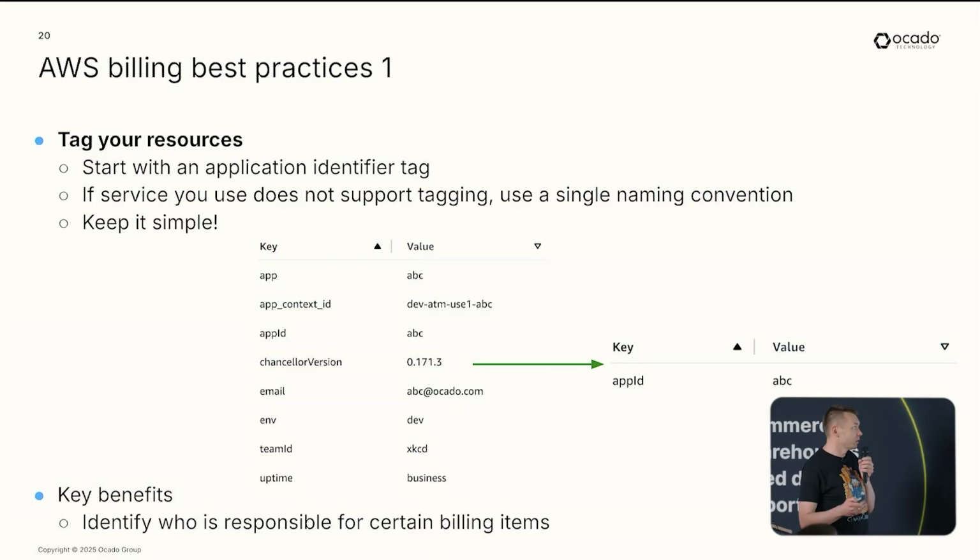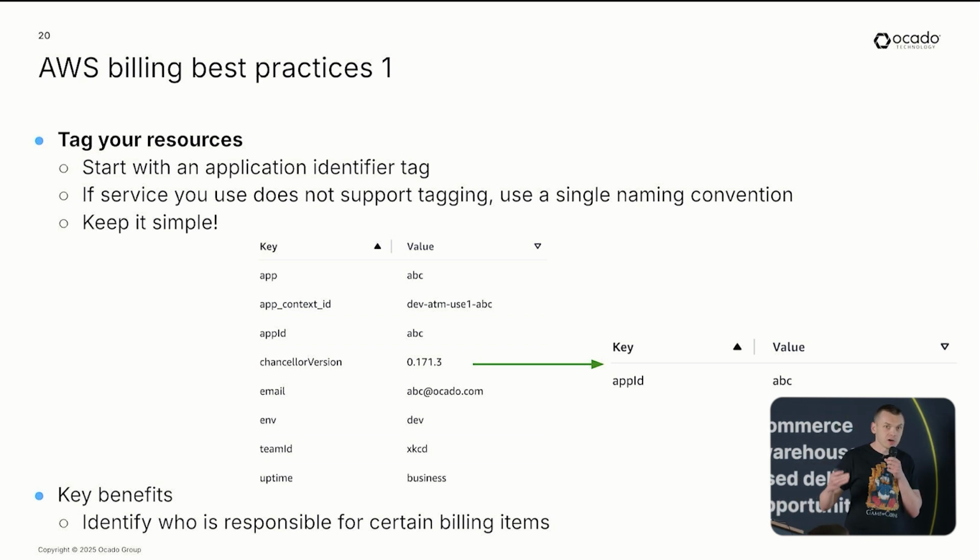Some of them might sound trivial, but the first one is about the tagging. So what we figure out is that at least you should start with an application identifier tag that you will put on all of the resources that your application uses. And you will find out that for services which AWS just shortly introduced, the tagging might not yet be available. And in that case, you can always use the single naming convention, and that way you will be able to figure out the name of the application from the name of the resource.